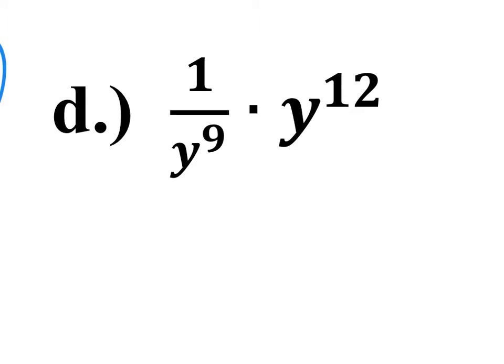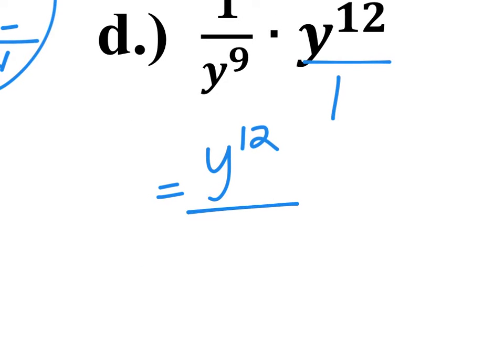Last one on this page. This looks a little bit weird. The first one's a fraction, the second one is not, so how can I make the second part of this a fraction? Pierre? Yep. Yay, and then we multiply straight across. So y to the 12th over y to the 9th.